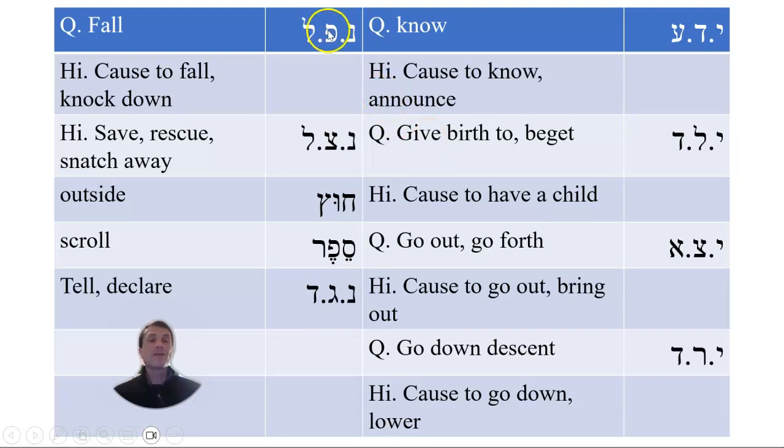In the upper left, we have the verb nafal, which means to fall in the kal or pa'al stem. In the hifil stem, it means to cause to fall or to knock down. This next verb, very common in the Psalms, natsal, means to save, rescue, snatch away in the hifil. Then there's the noun chutz, which means outside. Then we have the word for scroll, sefer. And then finally the verb nagad, to tell or declare.